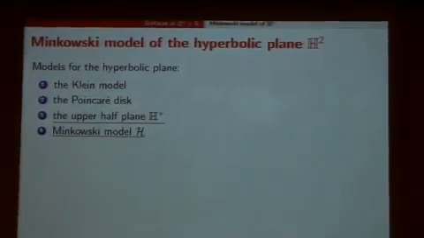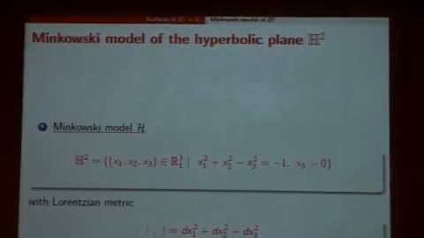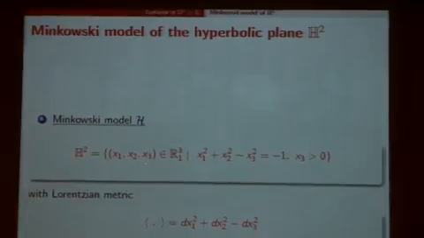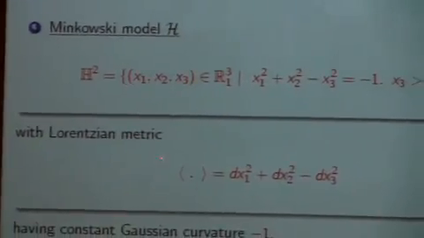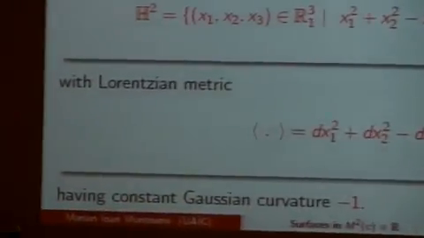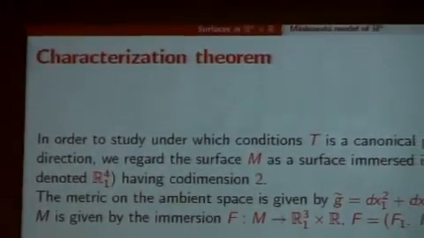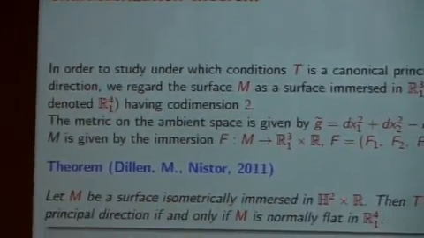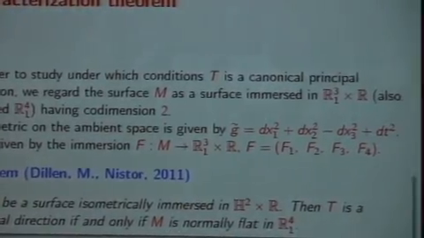We will take into consideration the Minkowski model of the hyperbolic plane and the Lorentzian metric of R3-1. A similar characterization as in the ambient S2 cross R: T is the principal direction if and only if M is normally flat.